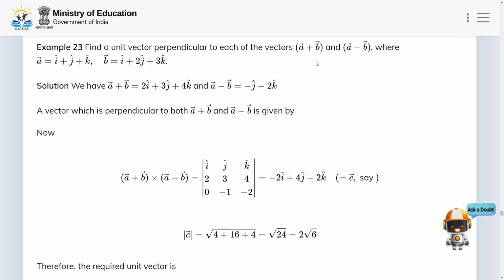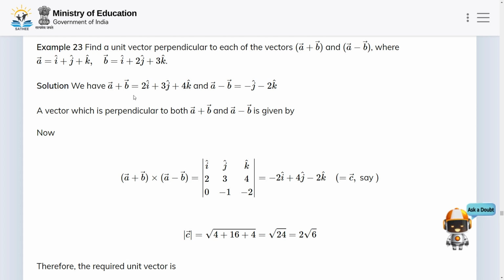So in order to find the perpendicularity, you have to do what? First of all, find the cross product. And the cross product will give you what? The cross product will give you the output which is perpendicular to both of the vectors. As we have already defined, the cross product of the given vectors will be perpendicular to the given vectors.